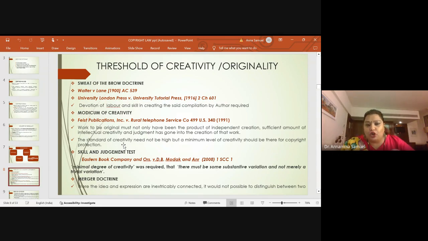Now, there is a doctrine which we call the merger doctrine. That means there will be certain cases wherein the idea and the expression, you cannot separate. It is merged to such an extent that you are not able to distinguish which is the idea and which is the expression, and there will be very few expressions which are possible. So in the merger doctrine also, the creativity and originality part is very difficult to make out, and copyright will not be able to sustain.